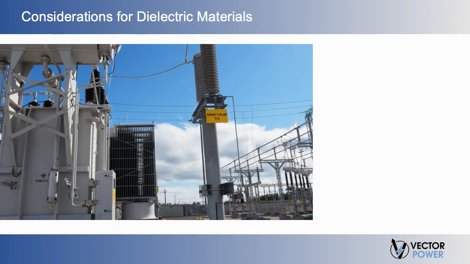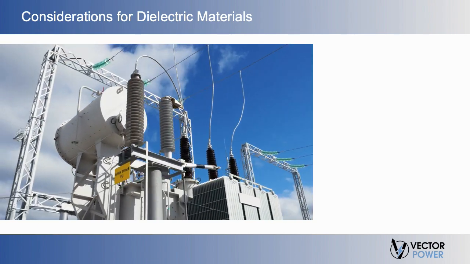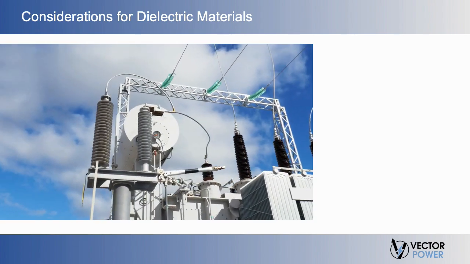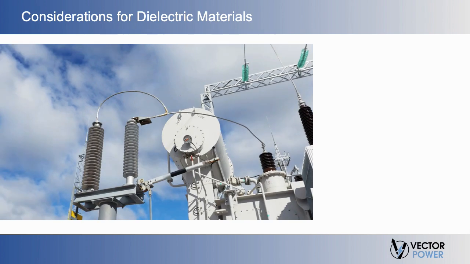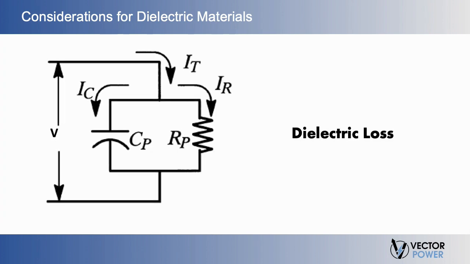So, what are some considerations for dielectric materials? Well, an important consideration for a dielectric material is its ability to support an electrostatic field while dissipating minimum energy in the form of heat. This dissipated heat or energy loss is known as dielectric loss. The lower the dielectric loss, the more influential the substance is as a dielectric material.